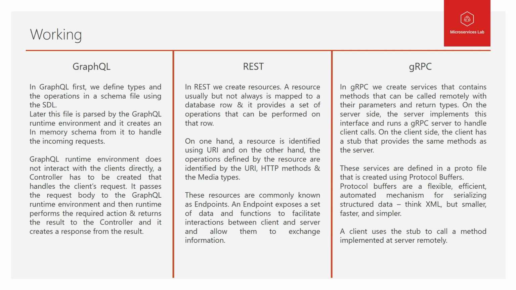Again, starting with the GraphQL. In GraphQL, first we define types and operations in a schema file using the schema definition language, or SDL. Later, this file is passed by the GraphQL runtime environment and it creates an in-memory schema from it to handle the incoming request. So first, in GraphQL, we create a schema file, and in that schema file, we define types and operations. These operations are exposed to the clients so that they can use any of them. Later, this schema is passed by the GraphQL runtime environment and it creates an in-memory schema from it.